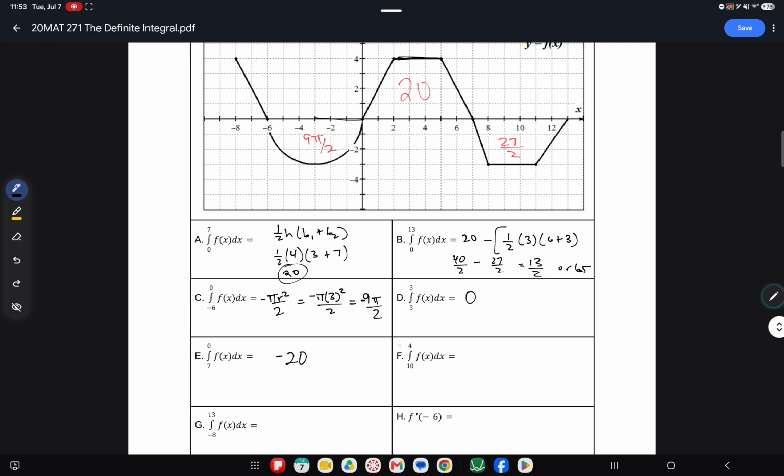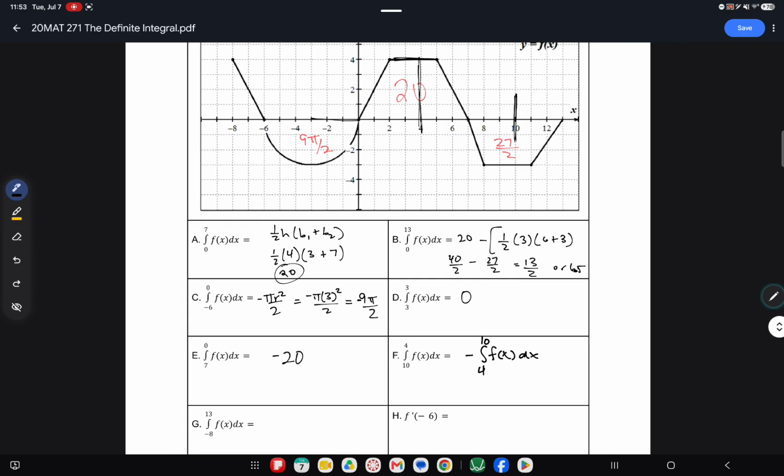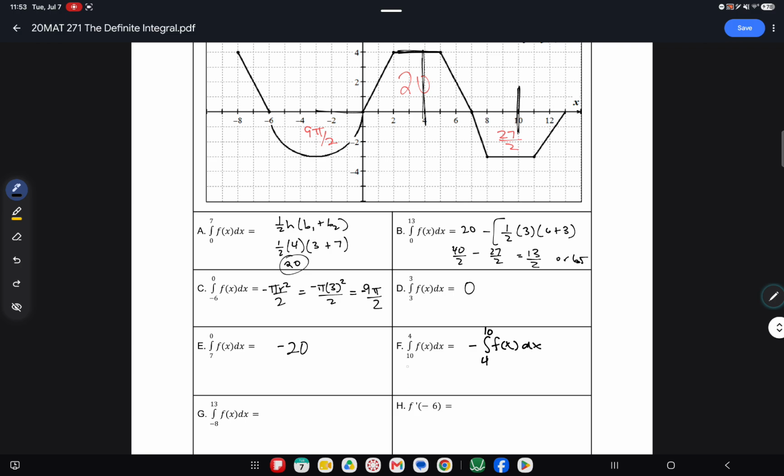And 10 to 4, so same idea here. We're going backwards. So it'd be the same as doing the negative area of 4 to 10 for the function. And let's see where that is. So from 4 to 10. Okay, so we have some smaller trapezoids to do. So that first chunk, we got 1/2. The height is 4. Base 1 is 1. Base 2 is 1, 2, 3.